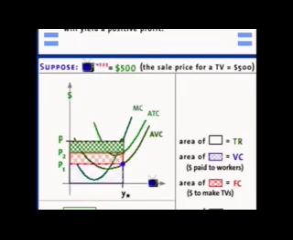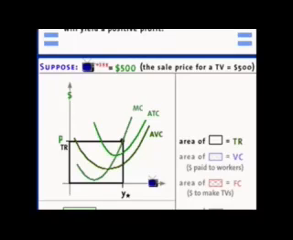That gave us Y star. Y star is the profit-maximizing output of this competitive firm. Notice it's where price equals marginal cost, and it's where the marginal cost curve is sloping upward. This is the best that our firm can do.